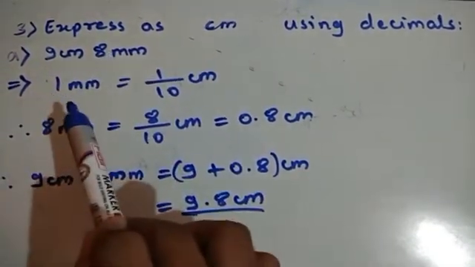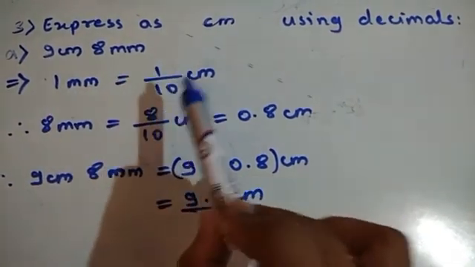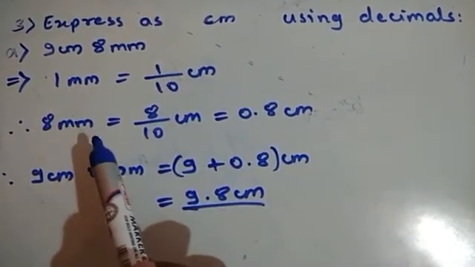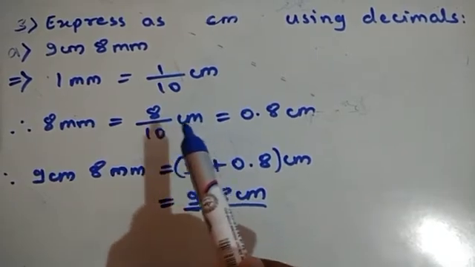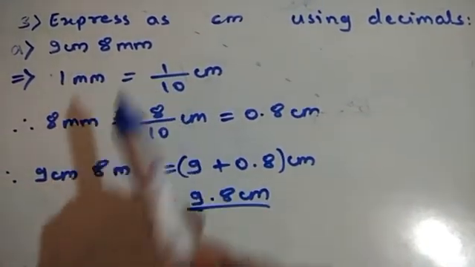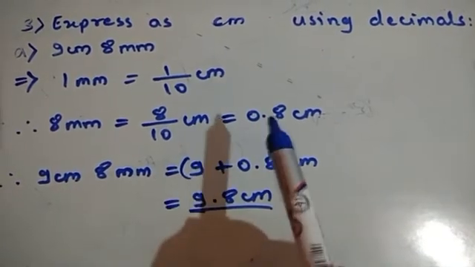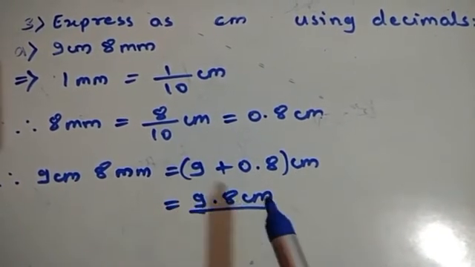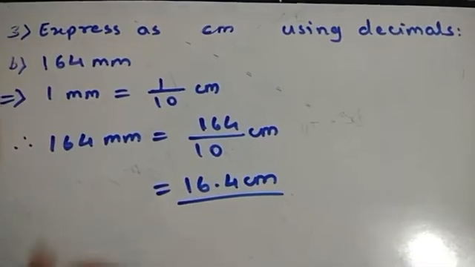We know that 1 millimeter is equal to 1 upon 10 centimeter. Therefore 8 millimeter is equal to 8 upon 10 centimeter, and that is 0.8 centimeter. Therefore, 9 centimeter 8 millimeter is equal to 9 plus 0.8 centimeter, and that is 9.8 centimeter. See one more example here.